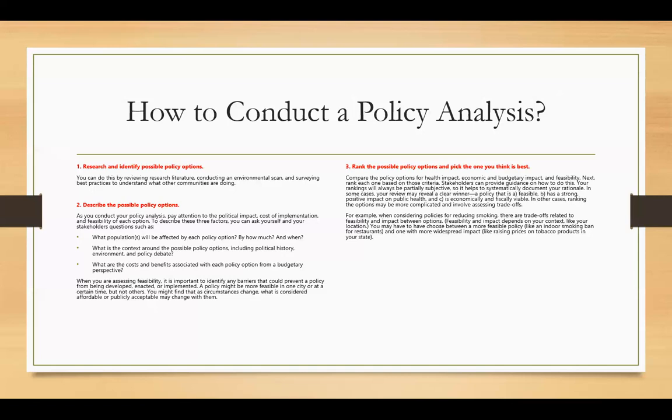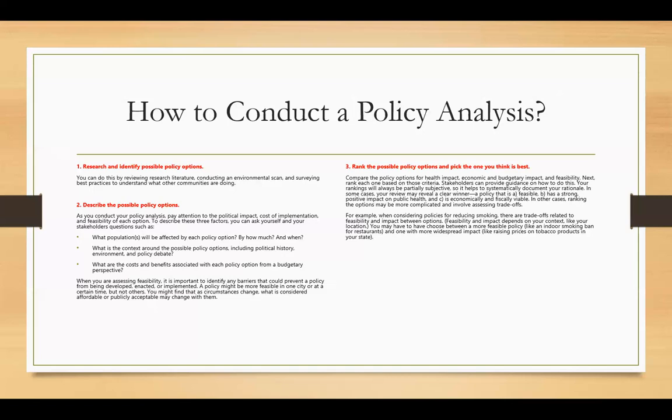Okay? Rank the possible policy options and pick the one you think is best. Compare the policy options for the health impact, the economic and budgetary impact, and feasibility. Next, basically, we're going to rank each option. Okay? We can actually put out the options. Sometimes, if there is a low risk policy, why not let everybody in the group vote? Have a popularity contest on it. Okay?